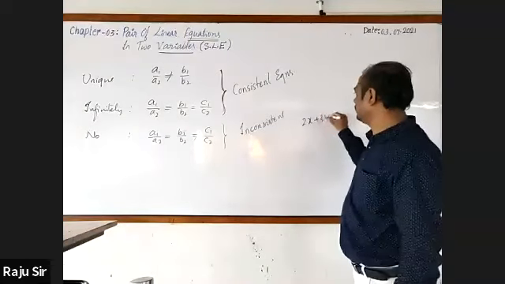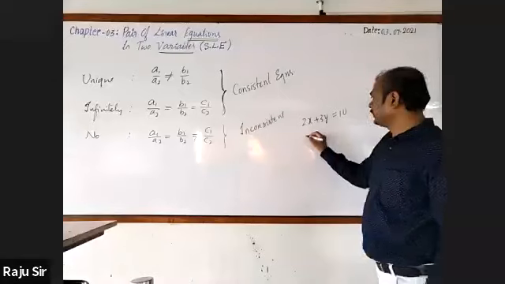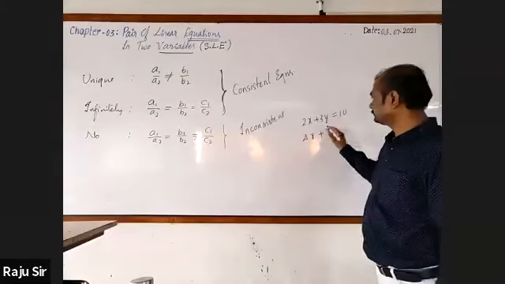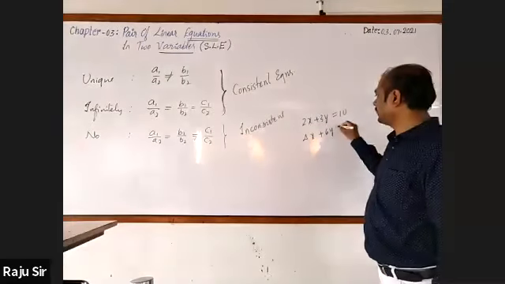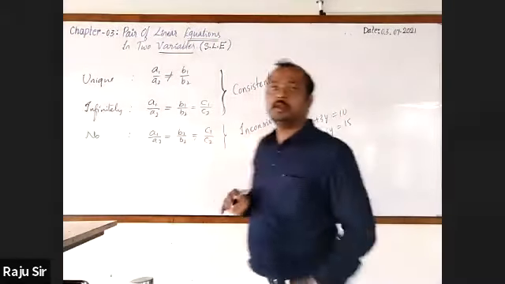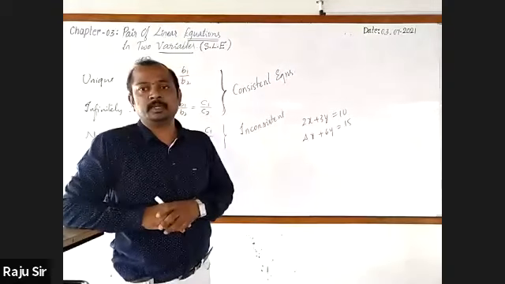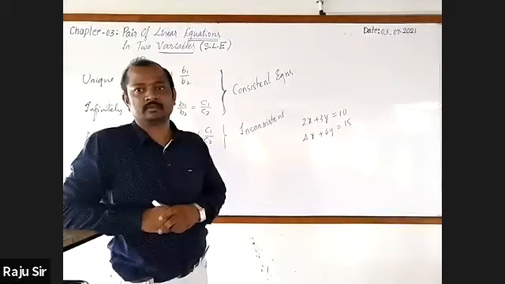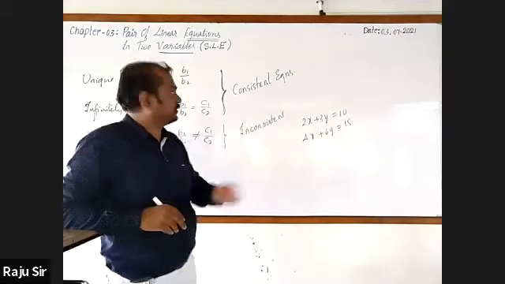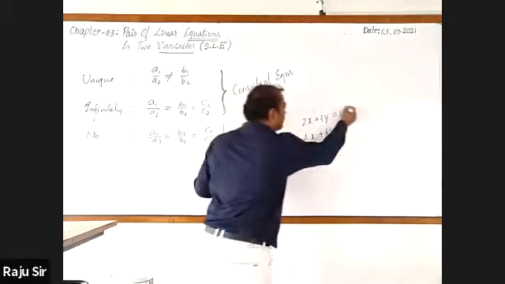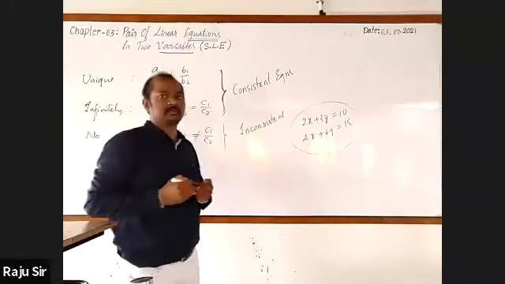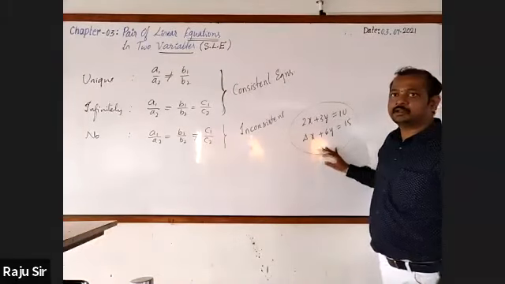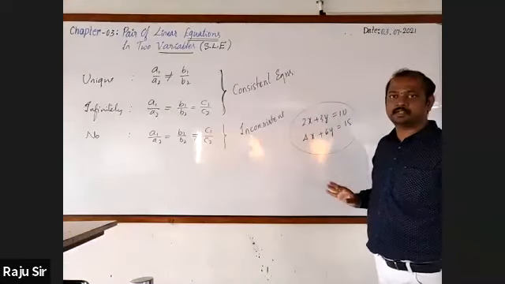2x plus 3y equal to 10, and the other one is 4x plus 6y is equal to 50. Vijayalakshmi, let your concentration be here. Observe. Here I have written a pair of linear equations in two variables. Now you tell whether they are consistent or inconsistent.